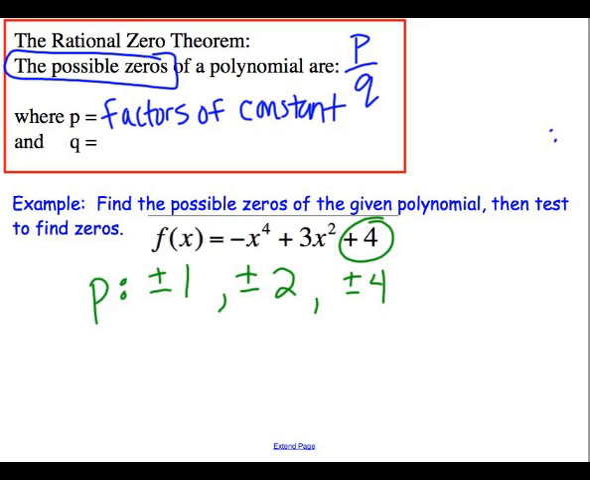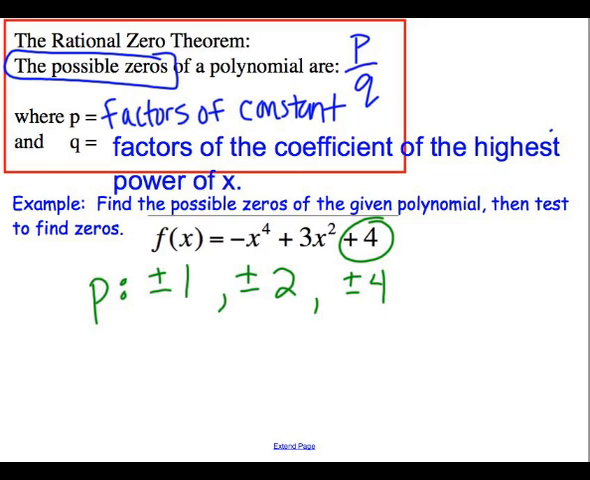Q is very similar, but now Q are the factors. Q represents all the factors of the coefficient of the highest power of x. So the factors of the coefficient of the highest power of x is what you're looking for when you're looking for Q. So here's the highest power, x to the 4th, and our coefficient is -1. So for Q, the only possible values are positive or negative 1. Those are the only factors of -1. Okay, so we're looking only at integer factors. We're not going to look at fractional or decimal.